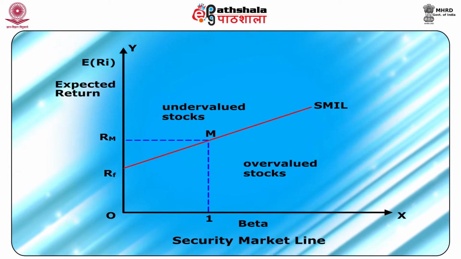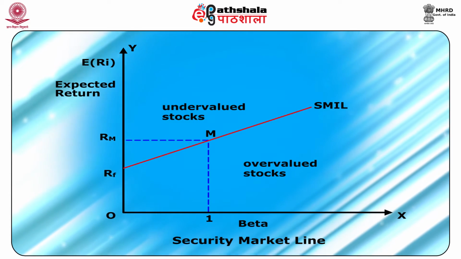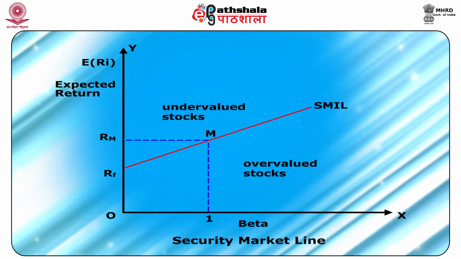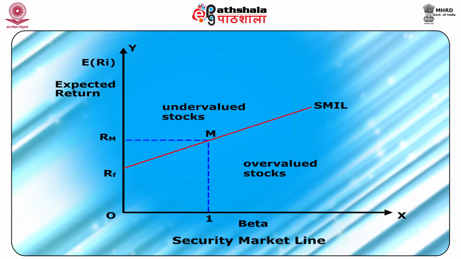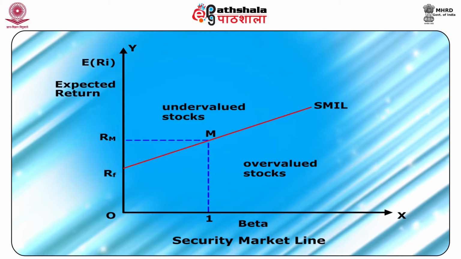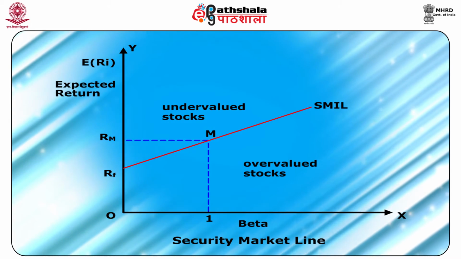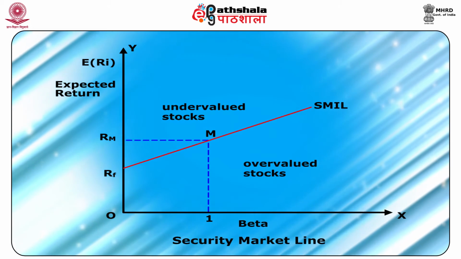We determine the SML by connecting the risk-free rate, that is the intercept of the line, to the market portfolio M with beta equal to 1 and the return of Rm. This is shown through the figure below. This is figure 5. In figure 5, the upward sloping straight line represents the security market line.